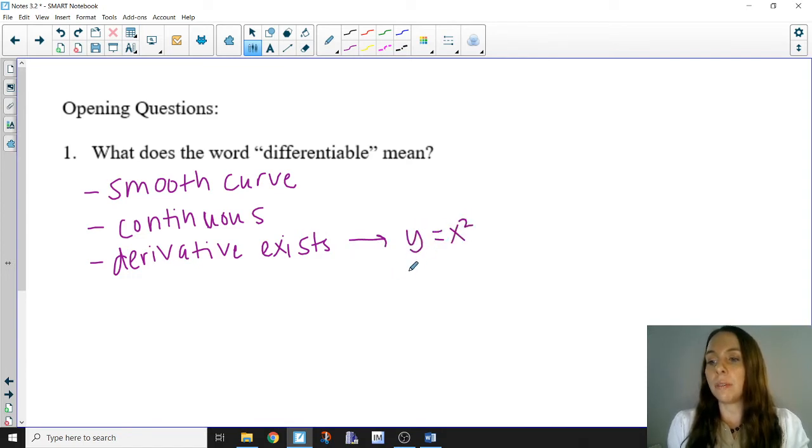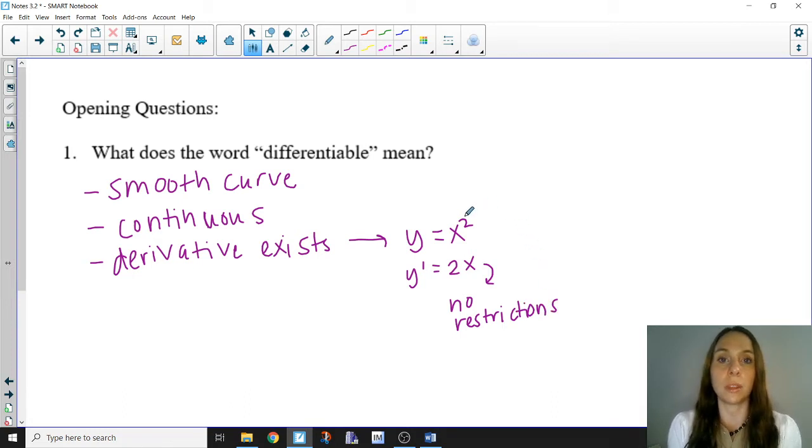So an easy example of that is y equals x squared. If I take the derivative, which I know is 2x, I can easily see why the function y equals x squared would be called differentiable everywhere, because its derivative exists everywhere. There are no restrictions here. And if there are no restrictions on the derivative, then that definitely means that the function you were originally dealing with is differentiable over the interval from negative infinity to infinity.